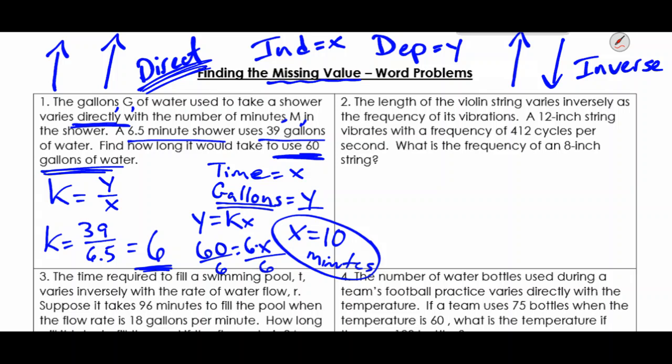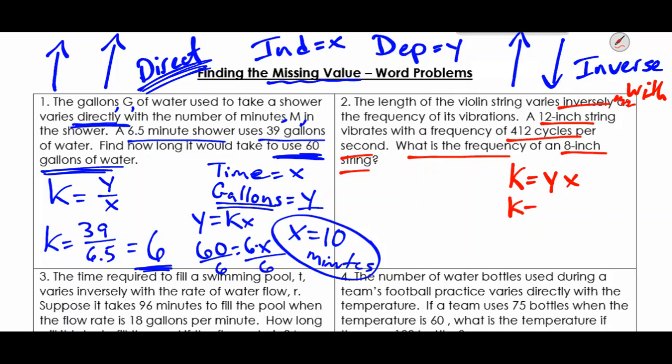Number 2 says the length of the violin string varies inversely as the frequency of its vibrations. I really should say width. The frequency of its vibrations, and that actually should make sense. As the string gets longer, the frequency of its waves gets shorter. So a 12-inch string vibrates with a frequency of 412 cycles per second. What is the frequency of an 8-inch string? So we know it varies inversely, so to find my constant, I'm going to multiply y times x.